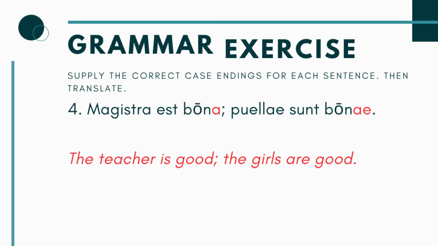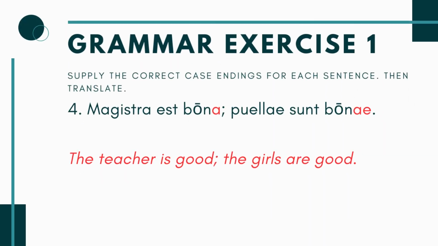Now, number 4, we're back to playing around with adjectives. So in other words, I already have magistra, my noun, and puellae, my noun. They already have endings. So you have magistra est bon something, puellae sunt bon something, okay? Now this is hitting on the idea that we've been saying. Adjectives match nouns in case and number. So in other words, since magistra is singular and it's the subject, right? Bona is going to use that singular subject, what we call the nominative singular ending. So magistra est bona.